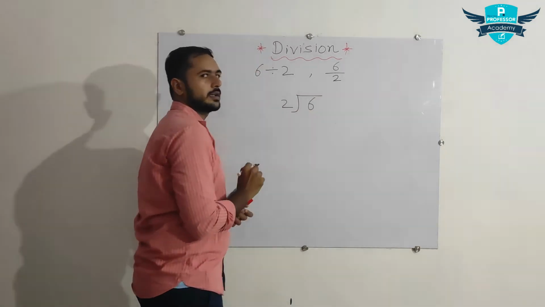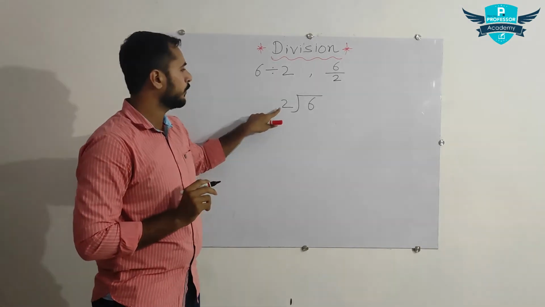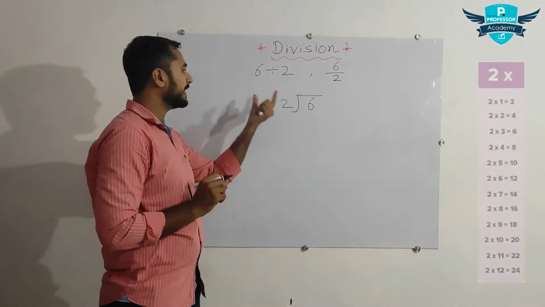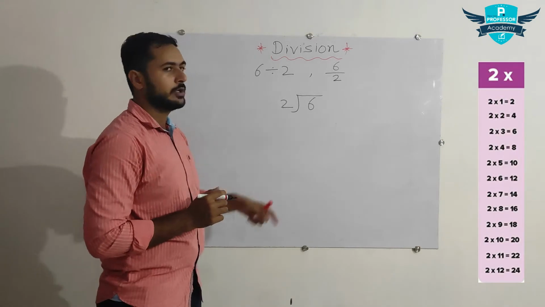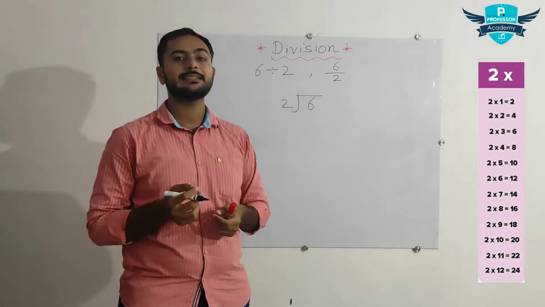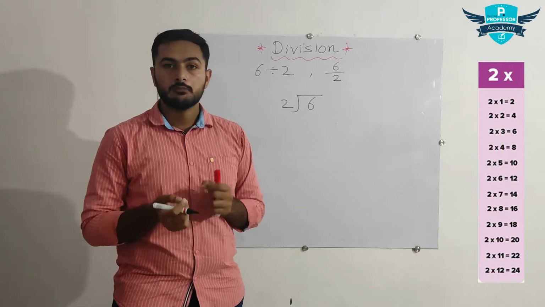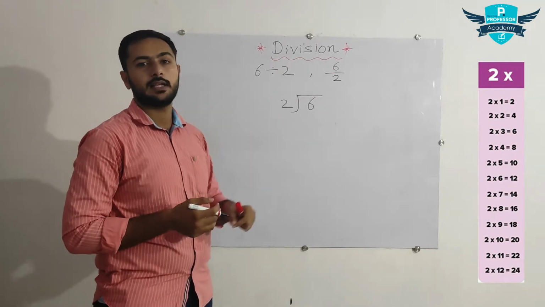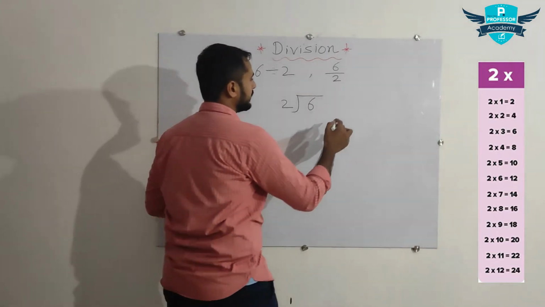Now we have to remember the table for the number 2, because whatever the number outside of that box, we will use the table for that number. Here that's the 2. In the table for 2, you can see 2 1s are 2, 2 2s are 4, 2 3s are 6, 2 4s are 8, 2 5s are 10, like that. But we have to identify 6 in that table. So that is 2 3s are 6.